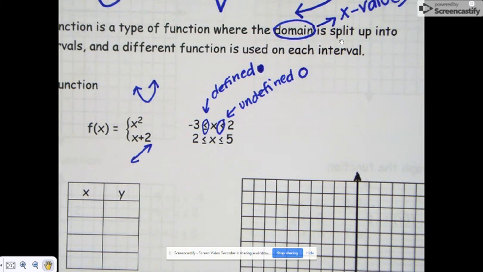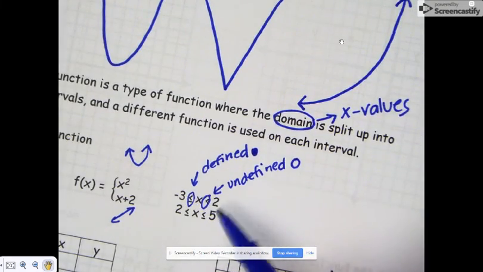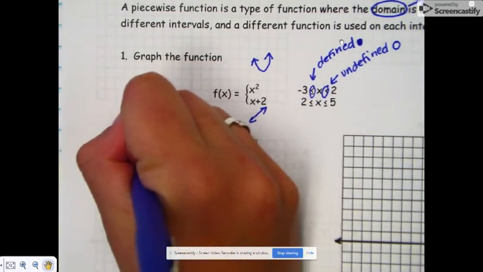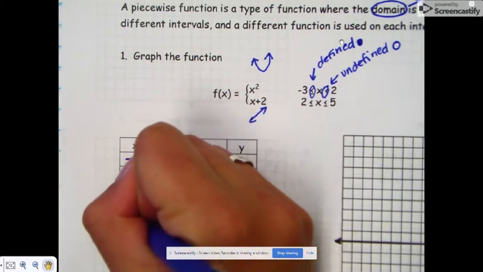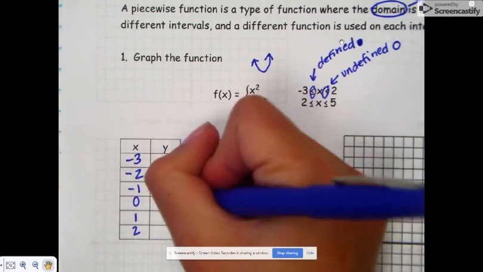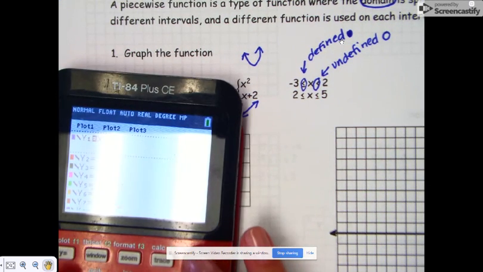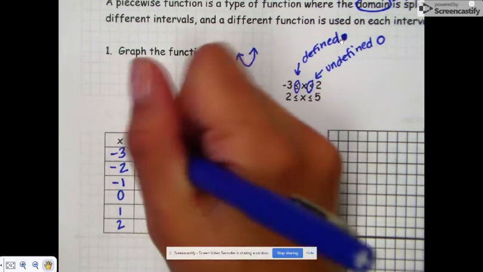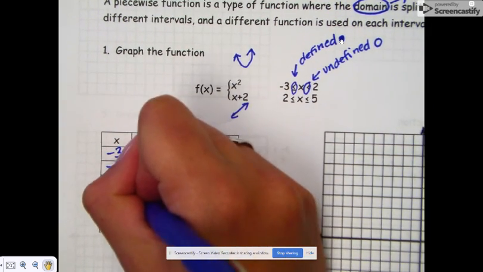Okay, so first let's fill out the table. So I'm going to put in x values -3 to 2 in this first table here. So let me zoom out a little bit. So -3, -2, -1, 0, 1, 2. And this will be x squared. So I'm going to go in my calculator and type in y equals x squared. And I'm going to look at my table. And I'm only interested in the points from -3 to 2. So from -3, it's 9. -2 is 4. -1 is 1. 0, 0.